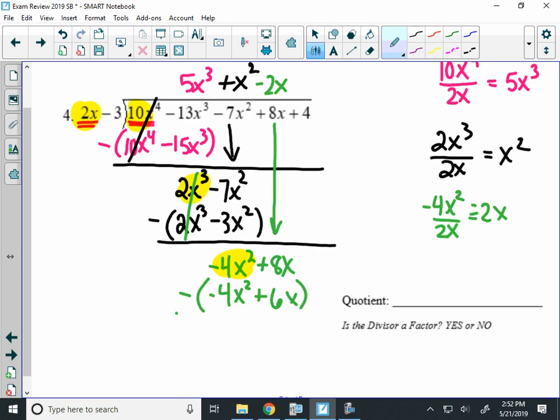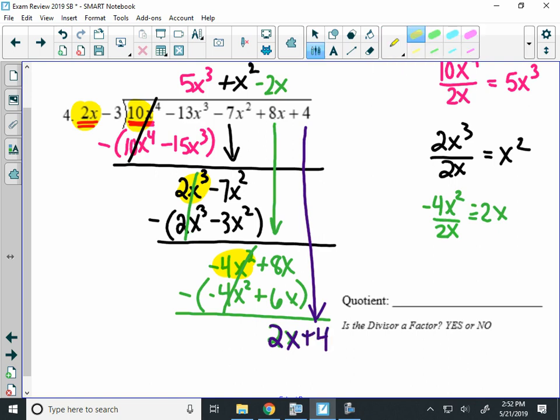Okay, so that's a negative 4x squared plus 6x. Parentheses, subtract. The x's cancel. 8 minus 6 is 2x. Now write in a different color. 2x, bring down the 4. Last set of work. So I'm going to divide 2x by 2x, which equals 1. So I'm going to put plus 1 on the end.